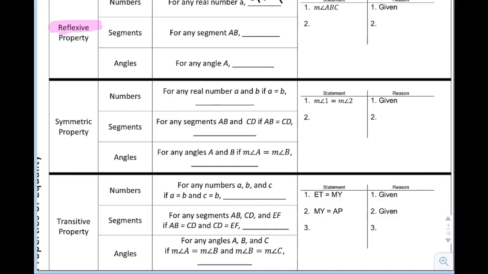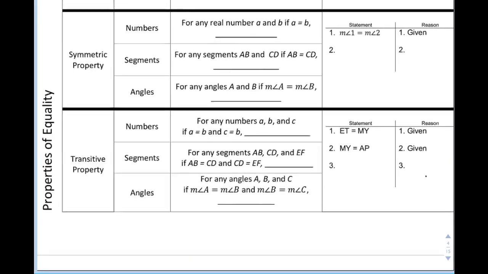It's a reflexive property. For segments, we know that the measure of AB is equal to the measure of AB. And then finally, for an angle, we know that the measure of angle A is equal to the measure of angle A. That's the reflexive property. When you see something equal to itself, A looks in the mirror, sees A. Segment AB sees segment AB.